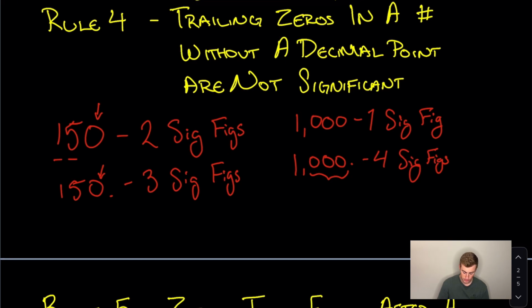I should clarify here too, the decimal point helps us see how precise a measurement is. So if you just have the 3 zeros after the 1 without the decimal point, we don't know if we're talking about 1,499. We don't know if we're talking about 1,009. The decimal point shows us, okay, this is 1,000 exactly to that last digit.